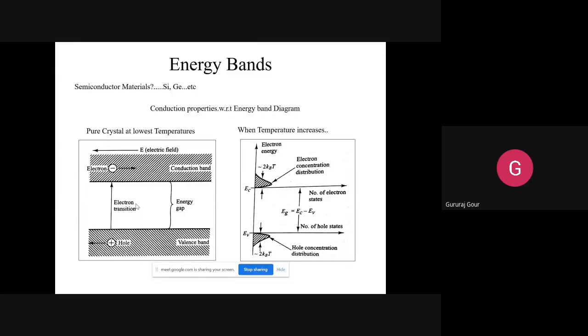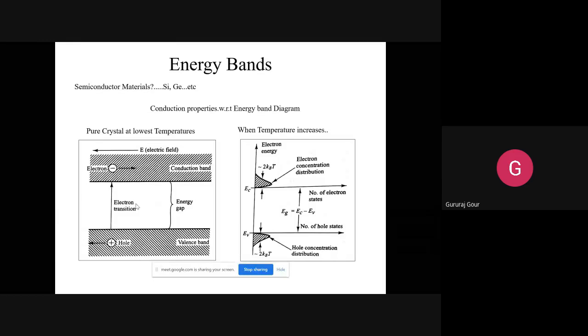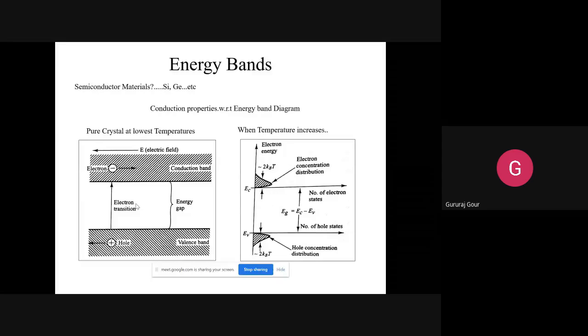If we want more electrons to cross, we have to give the rest of the electrons some energy, so that they will get the energy and jump across. This energy we get from the temperature, or maybe by applying an electric field. That is a different aspect.